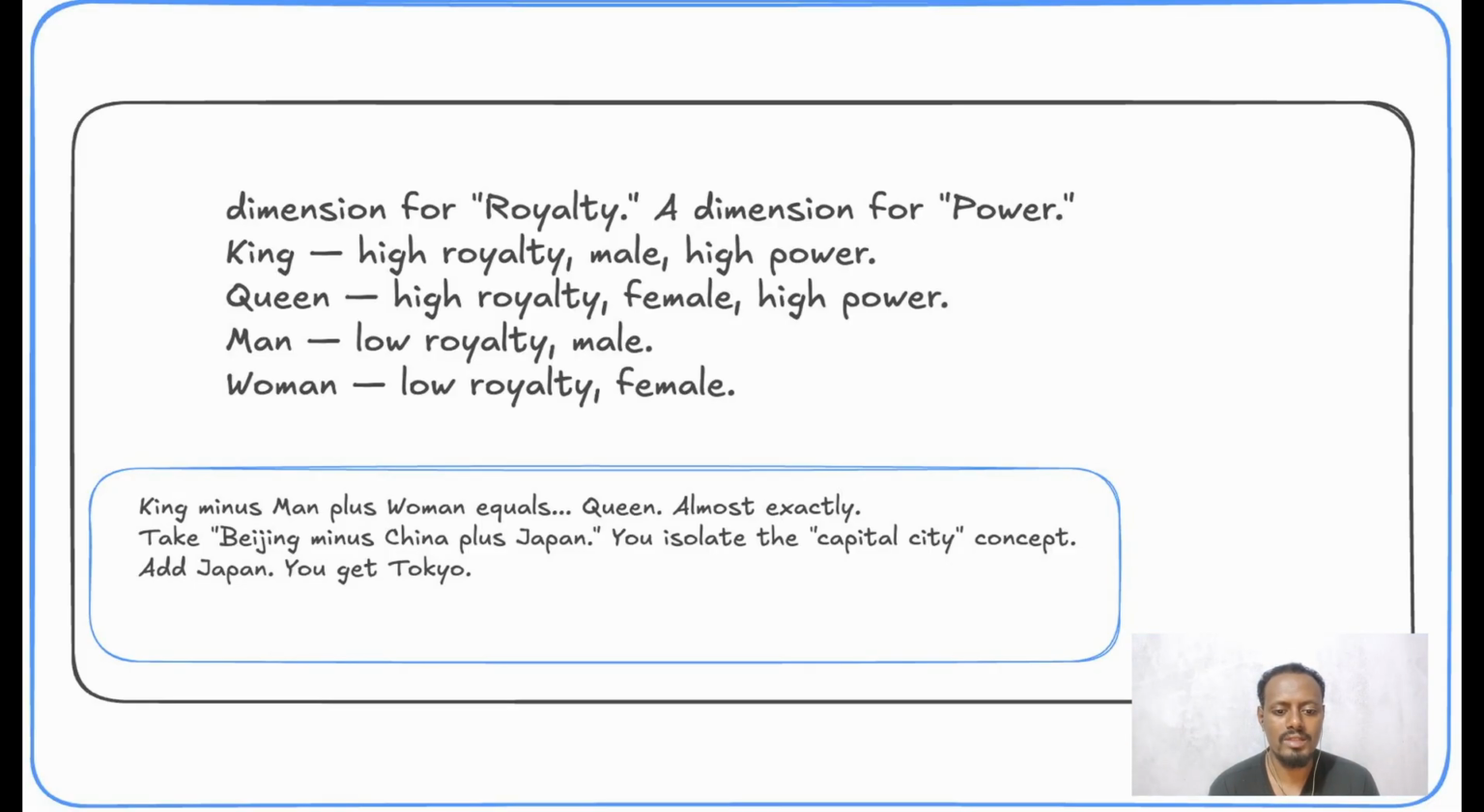And because of this structure, you can do math on meaning. King minus man plus woman equals queen, almost exactly. Take Beijing minus China plus Japan. You isolate that capital city concept, and with Japan, you get Tokyo. That is not a trick, that is geometry. That's the relationship encoded in numbers.